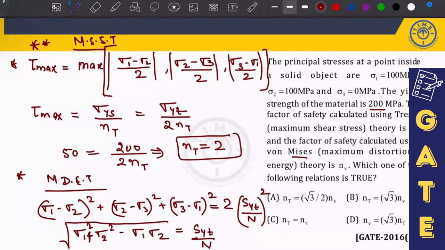So once you calculate, let me use the same notation, which is n_v. The yield tensile strength is already given, which is 200. Sigma 1, sigma 2 are given. So once you calculate, you will get the value. That means option C is correct. Many of you got option C, that is correct. I hope these both theories are clear to everyone. Yes or no?